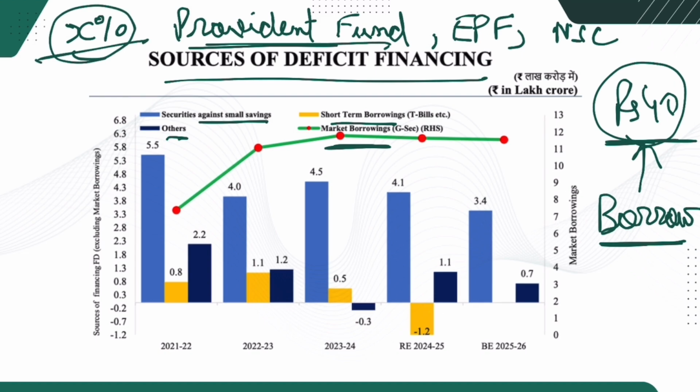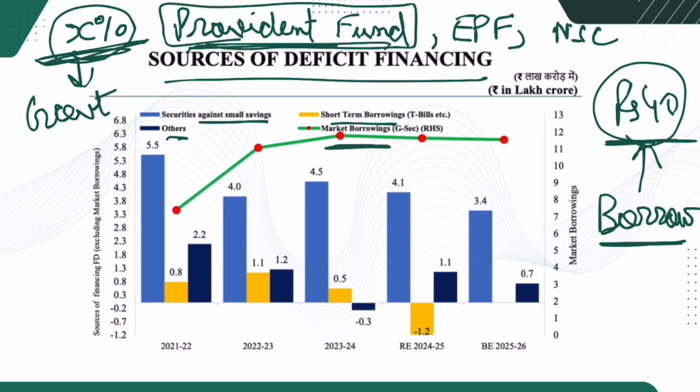Now, this interest is paid by the government. So can I say the money you are depositing in Provident Fund, because the Government of India is paying an interest on it, is kind of debt for the government, right? So small savings, PF, National Savings Certificate, all of this form a very important chunk of the government's borrowings.